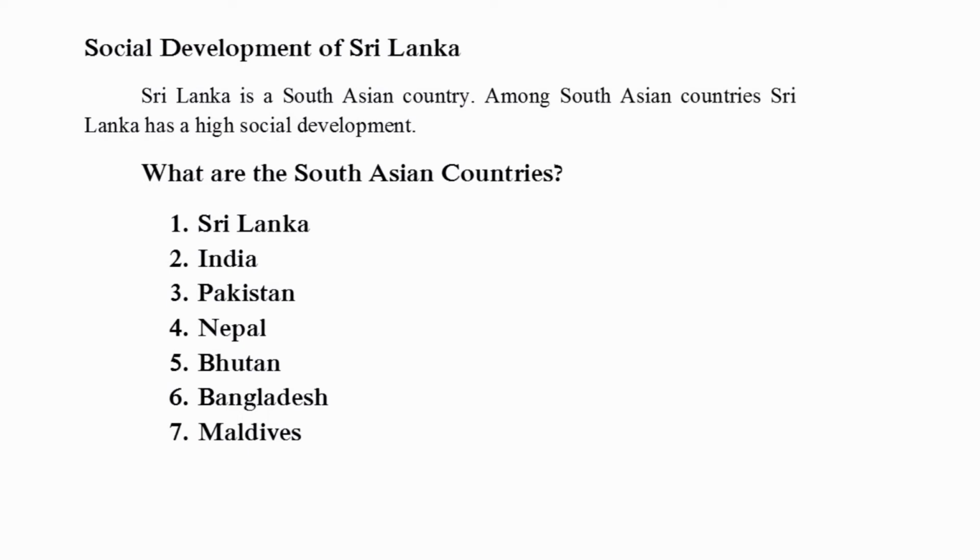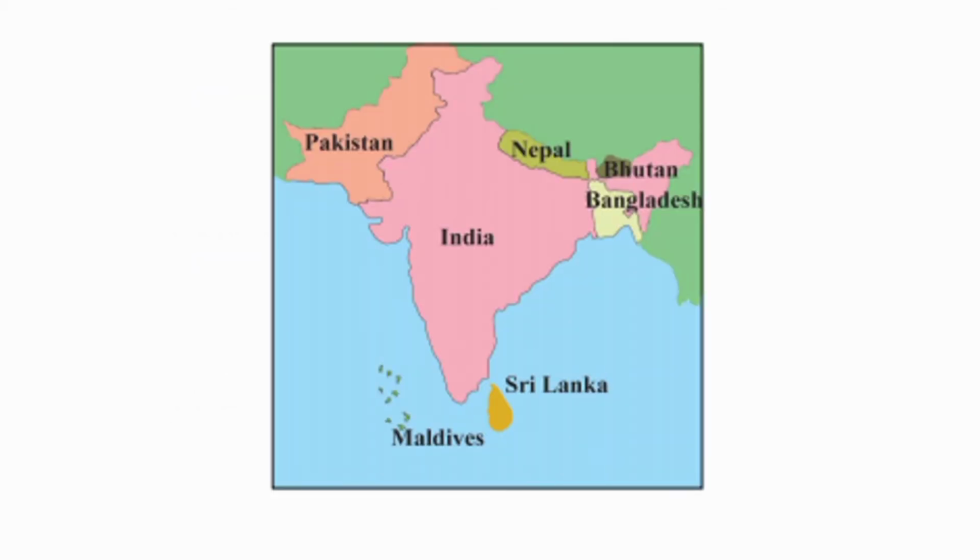Okay, my dear students, now let's study the social development of our country. Our country is a South Asian country. Among South Asian countries, Sri Lanka has a high social development. What are the South Asian countries? Sri Lanka, India, Pakistan, Nepal, Bhutan, Bangladesh, and Maldives. These are the South Asian countries. There are 7 South Asian countries.